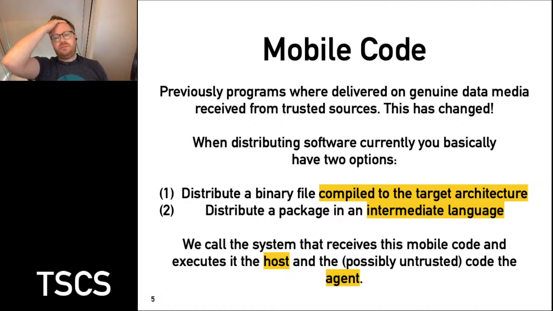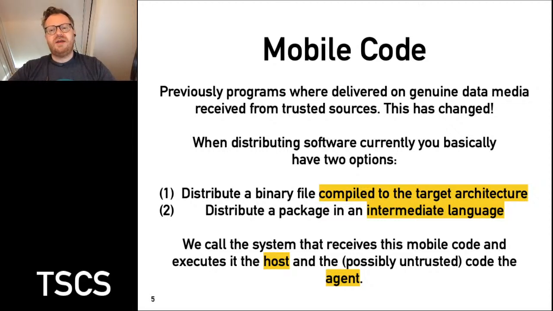And one thing that I already talked about in the last slide is the notion of mobile code. So, previously, delivery mechanisms for software, a few decades ago. You probably will never have had this experience in your life, but it used to be that programs were delivered on data media, like diskettes, or like a floppy disk, or CD-ROMs and whatever.